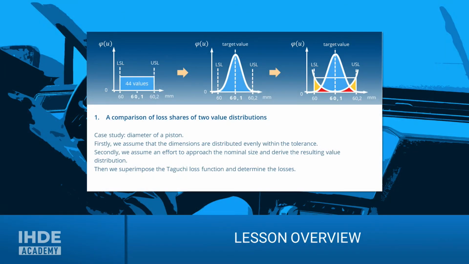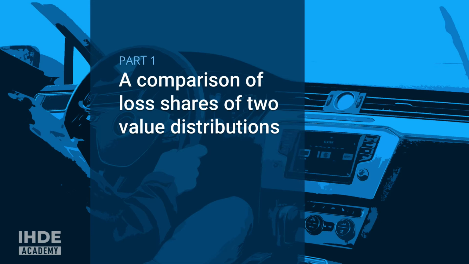This lesson therefore consists of only one chapter. We will look again at the distribution function that results from good-bad thinking and the distribution function that results from striving for a target value. We then superimpose these functions with the Taguchi loss function and compare the loss shares. So let's start with the comparison of the loss shares of two value distributions.